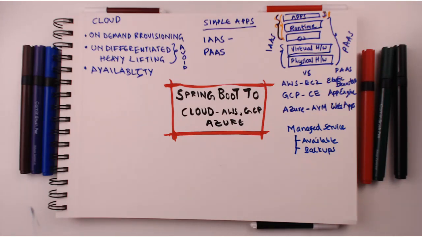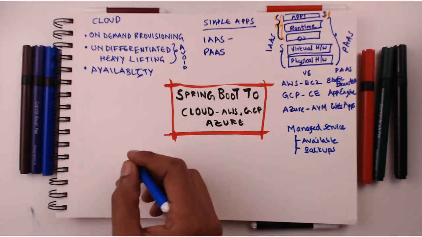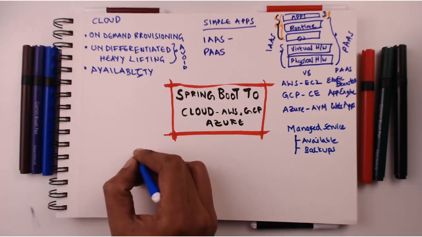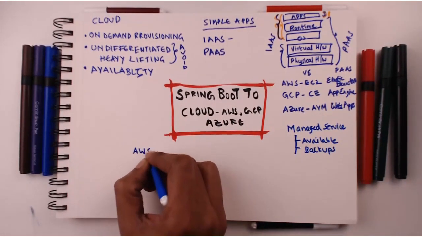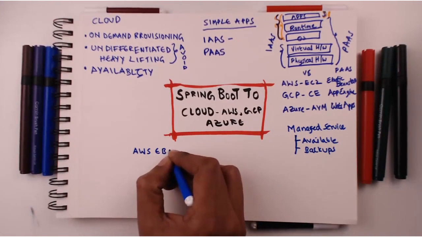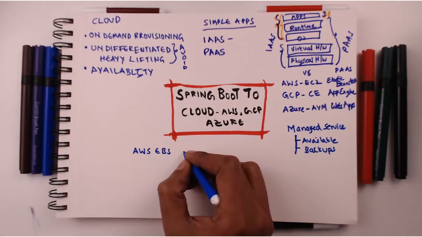Now, the other features which are provided by these platform as a service offerings, let's look at that in depth right now. Now, let's look at two important things. One is AWS Elastic Beanstalk. So that's something which we'll look at in depth. And the other one which we'll look at in depth is Azure Web Apps.